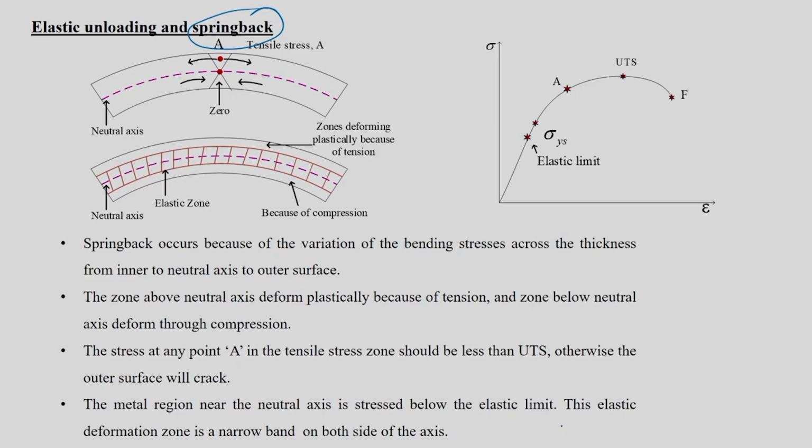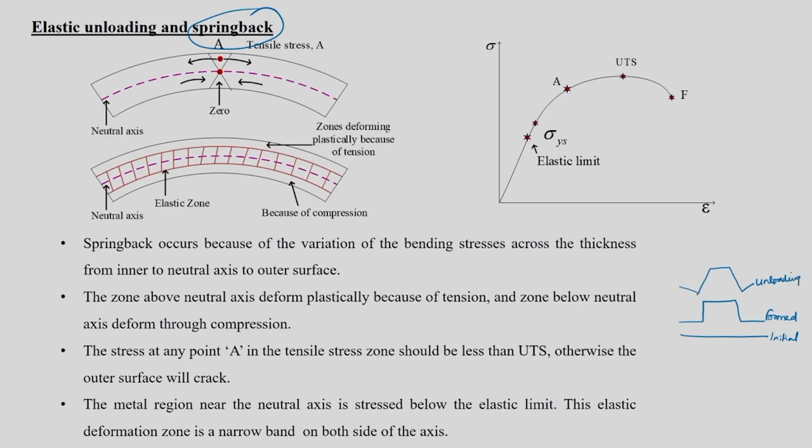Suppose you consider a thin sheet like this and you want to create a hat type of structure, a channel like this. Once I unload the material, it may so happen that the hat will become something like this. I am just drawing a schematic. This is your initial one, this is the formed one, and after unloading your sheet can become like this.